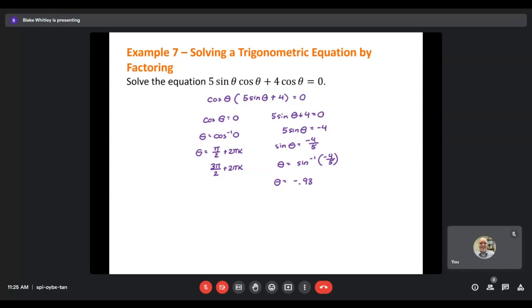Now, I still need to think about the other value where that would be true. So again, I'm going to think about my circle here. We know we have a negative value for sine this time. We got -4/5. The -0.93 is right down here in the 4th quadrant. Well, the only other place that sine is going to be negative is going to be in the 3rd quadrant. And so I'm looking for this point right over here in the 3rd quadrant.